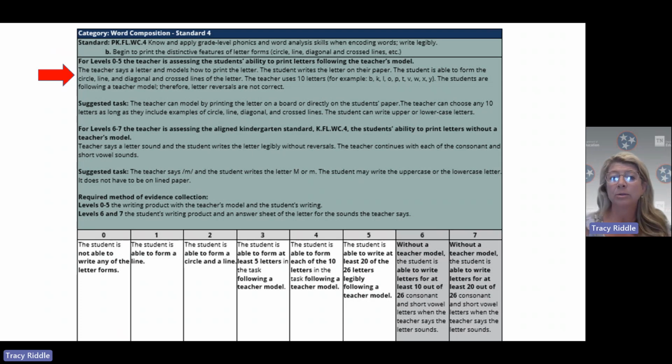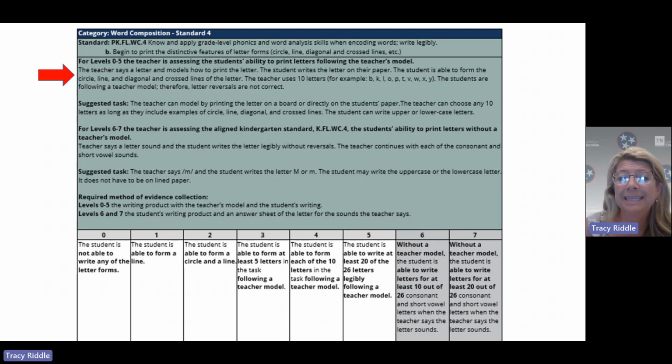After the teacher's model, the student will write the letter on their paper. The student should be able to form a circle, line, diagonal, and the cross lines in the letter. The student is not making circles and lines and diagonals on their paper separately. These should be modeled through the letter writing.